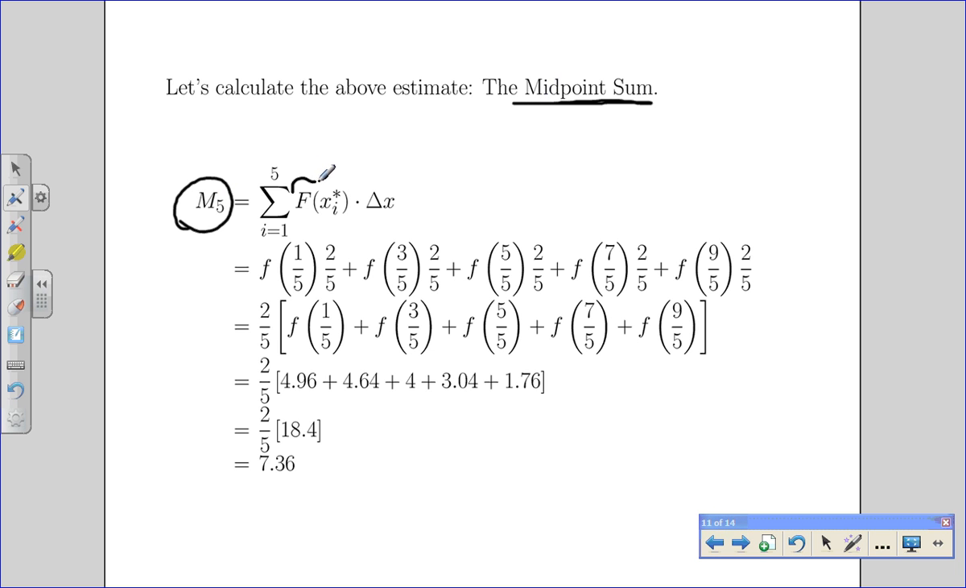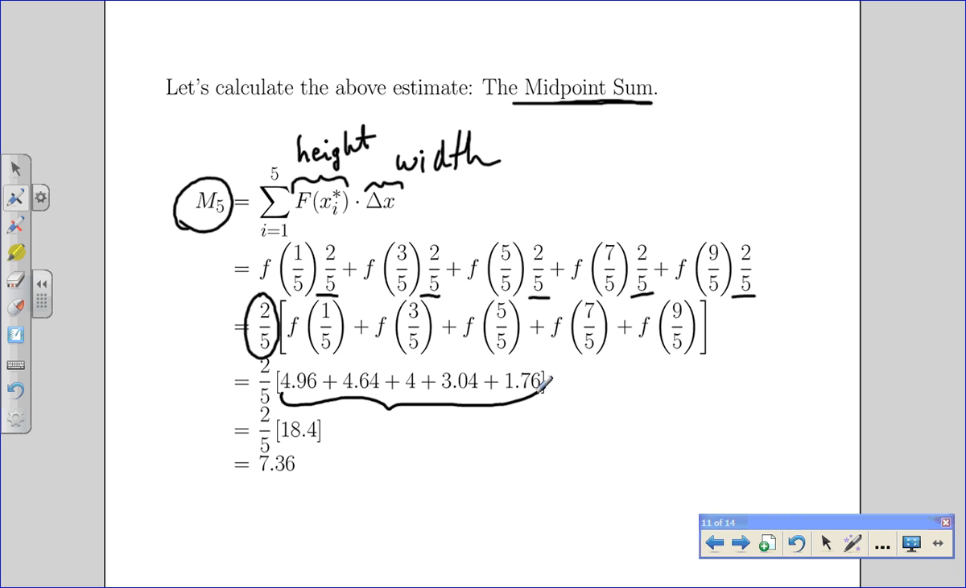But it's still the same story. It's the height times the width. And the width is still the same in each of them, and so you can factor that out. And we get that 2/5 out front. You add up all the heights, multiply by 2/5, and it turns out the 7.36 is actually a fairly reasonable estimate for the area under the curve.